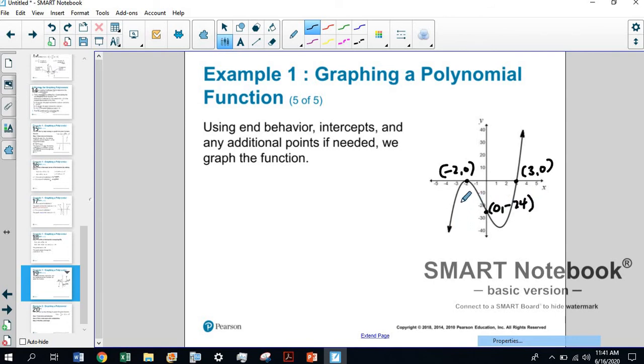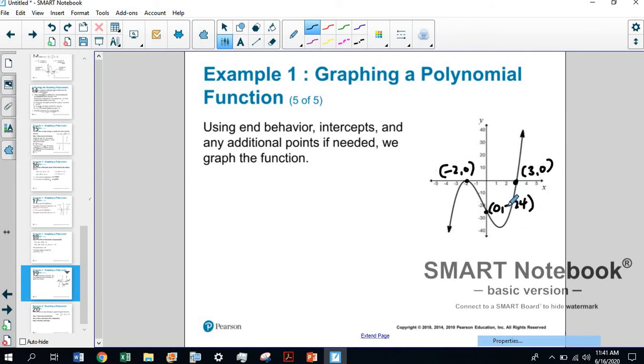You go down to the left. You come up and touch and turn at negative 2. You go down through your intercept and come back up to the 3, 0 point where you cross through. Okay, that's all the information I need. This does not have to be perfect. I don't have to have negative 10, negative 20 labeled. I don't need to see any of that. I need to see the points labeled here.